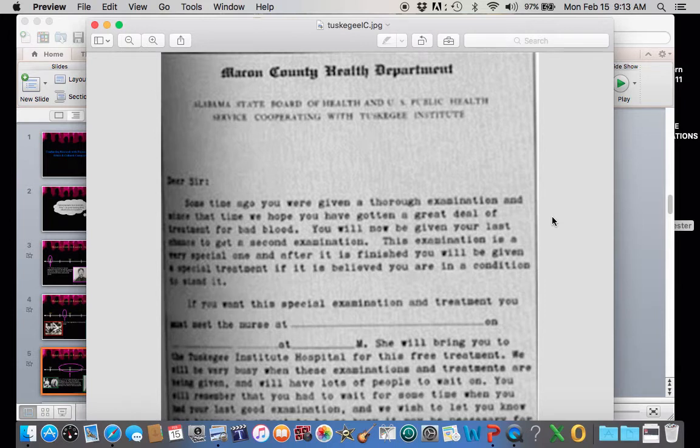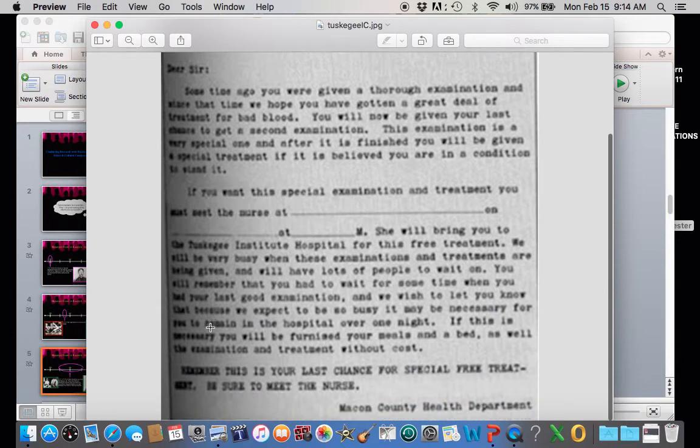It reads, Dear Sir, some time ago you were given a thorough examination, and since that time we hope you had gotten a great deal of treatment for bad blood. You will now be given your last chance to get a second examination. This examination is a very special one, and after it is finished, you will be given a special treatment if it is believed you are in a condition to stand it. If you want the special examination and treatment, you must meet the nurse at. She will bring you to the Tuskegee Institute Hospital for this free treatment.